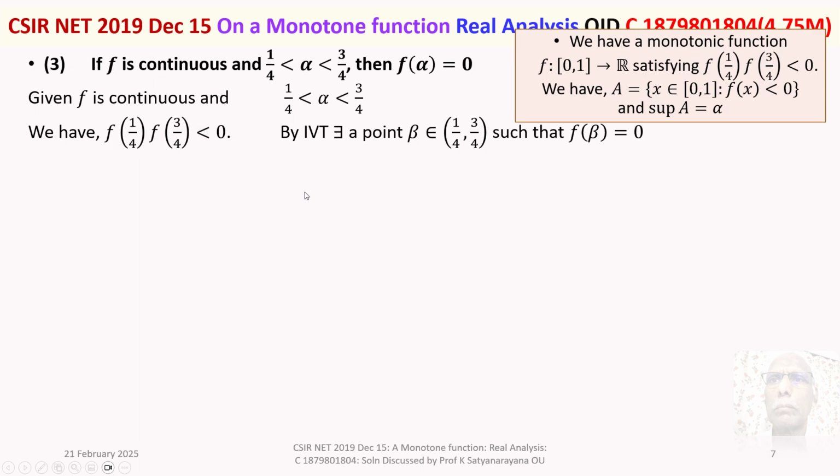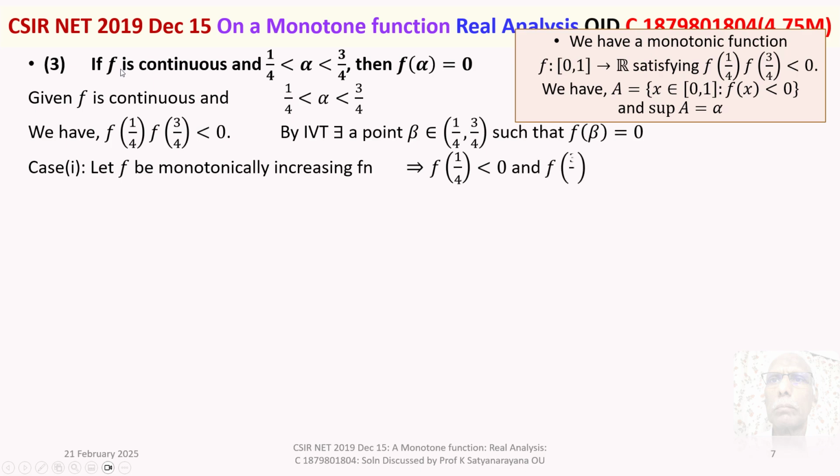Now, what we have to prove? Alpha lies between 1/4 and 3/4, we have to prove f(alpha) = 0. But we got f(beta) = 0 where beta belongs to (1/4, 3/4). Is beta the same as alpha? We do not know. Case 1. F can be monotonically increasing or monotonically decreasing because it is given to be monotonic. So case 1, let f be a monotonically increasing function.